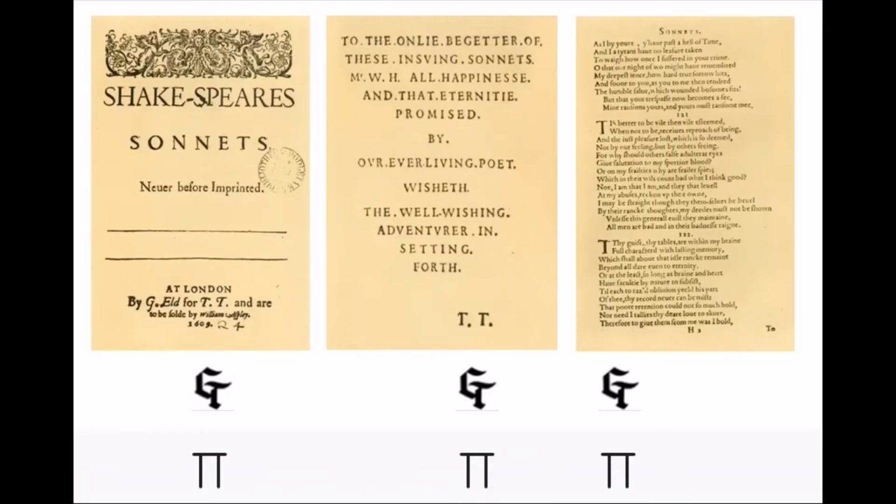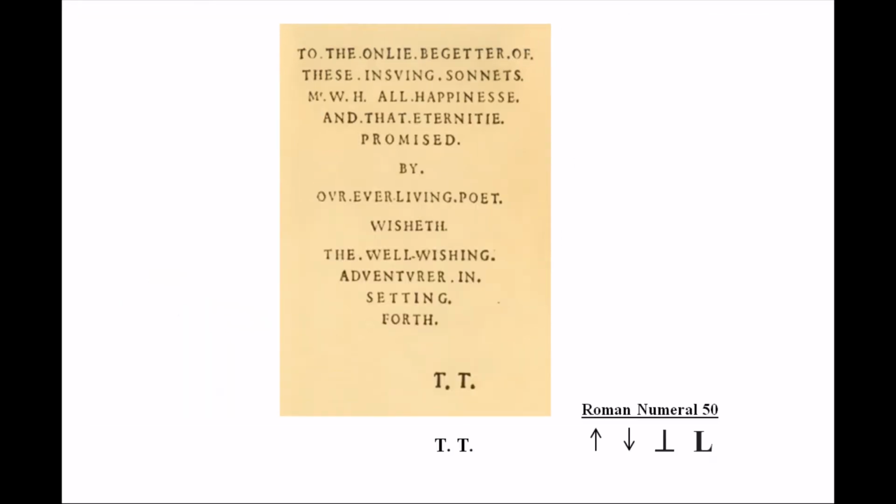So numerically and symbolically, these double taus are equal to the letter Het, the gateway to light, and each of these double taus represent gateways to the encryptions that follow on their pages. The initials in the dedication can be interpreted as either two T's or a G and a T. If we consider them as two T's or a double tau, we get another clue.